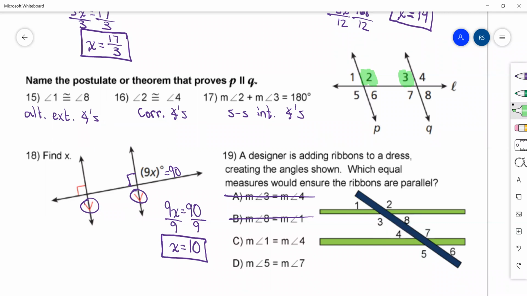D, angle 5 equals angle 7. Well, that's true, they are equal, but do we use this top ribbon any? Do we use this ribbon at all? No, we don't. So, wrong. That just leaves us with C.